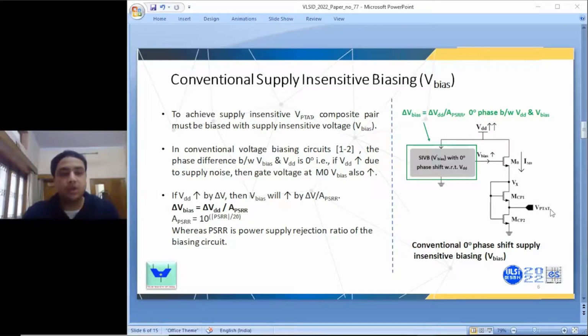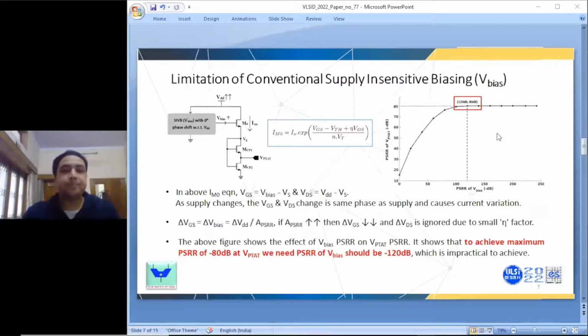This will also have a proportional effect on VPTAT, and you see you have certain limitations. By increasing this voltage, VPTAT will also increase by a very small amount. The previous techniques are using this type of biasing, in which when VDD increases, V bias will increase by a very small amount, but it will increase. That's why we call the previous techniques a 0 degree phase shift.